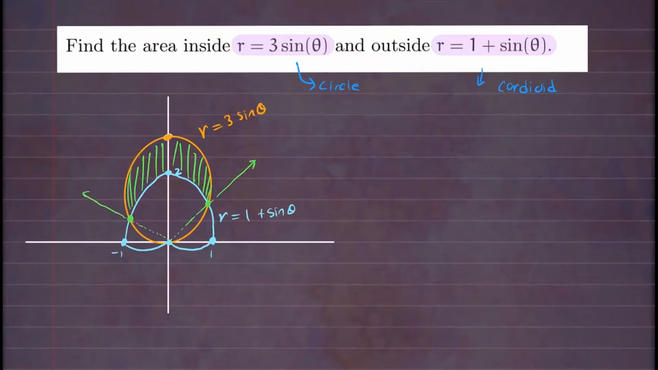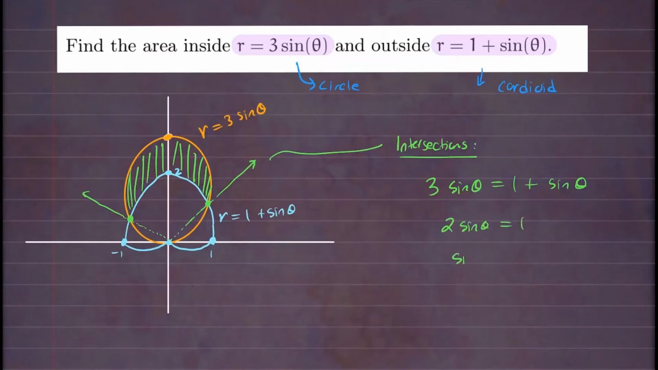Now we can also use symmetry because the region is symmetric about the y-axis. So let's find this angle. This is where we're going to find the intersection of the two equations. So if I set them equal, I have 3 sine theta is equal to 1 plus sine theta. Subtract sine theta from both sides. You have 2 sine theta is equal to 1, which means sine theta is equal to 1/2. And we know when theta is pi over 6, sine theta is 1/2 in the first quadrant. So this angle is pi over 6, which means in the second quadrant, this is 5 pi over 6.